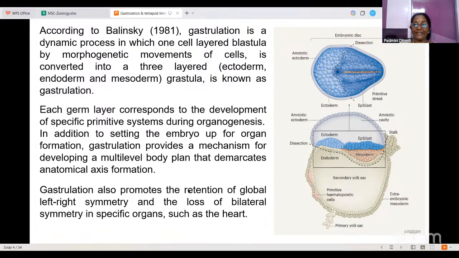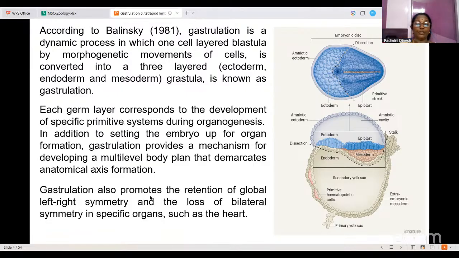And gastrulation also provides the retention of global left-right symmetry, and also the loss of bilateral symmetry in specific organs. That is bilateral symmetry: when you cut an organism into two, it should have two equal halves on either side, right? So that is called bilateral symmetry. But within that bilateral symmetry, the heart of an organism, for example in mammals, has lost its bilateral symmetry. That is the reason you cannot cut a heart into two equal halves. Only the heart is the one that has lost its bilateral symmetry.